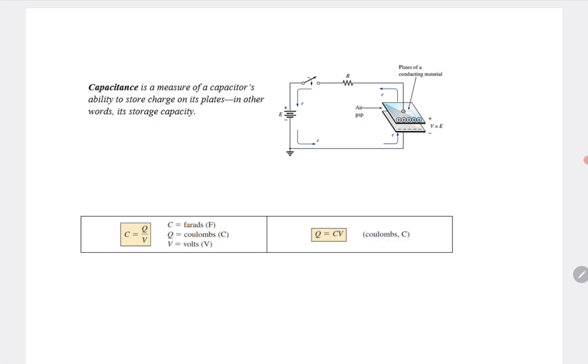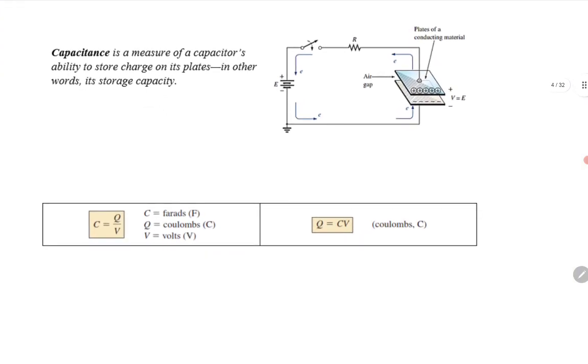So what is the definition of capacitance in this case? Capacitance is a measure of a capacitor's ability to store charge on its plates. In other words, its storage capacity. It's like you have a tank and you want to store water in it, but this tank does not store water, it stores charge. So that's the definition of capacitance.